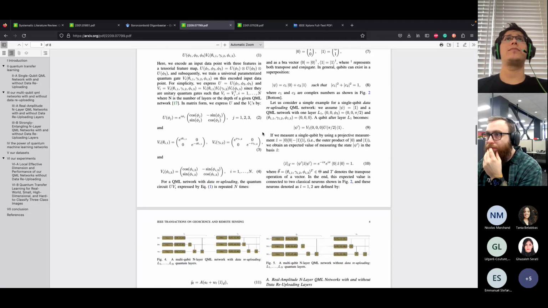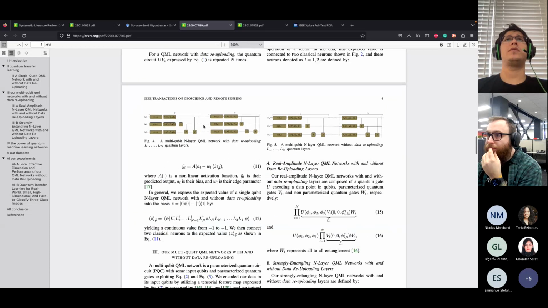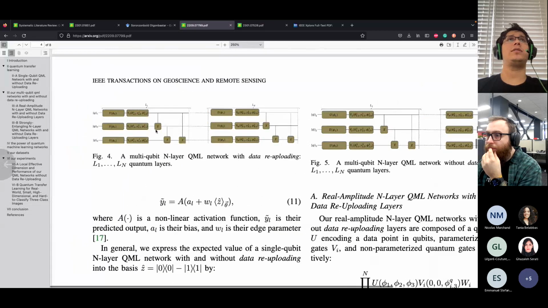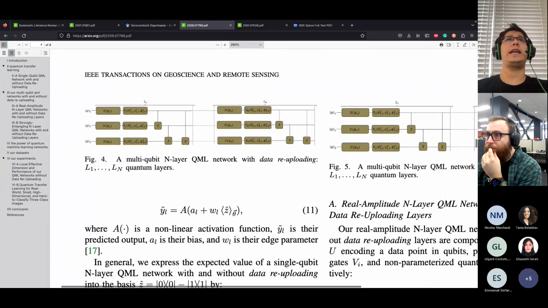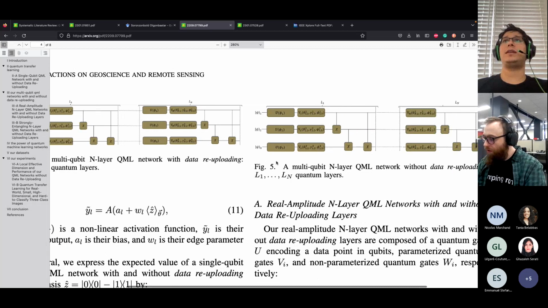So in this case, you can see in this figure 4, this is a multi-qubit n-layer quantum machine learning network with data re-uploading. So basically, this L1 has the data uploaded, then you repeat it several times, and it's basically the same layer that you repeat. So it's the same idea. In different applications, what will change is the gates that you use, the number of qubits you use, but it's basically the same idea.